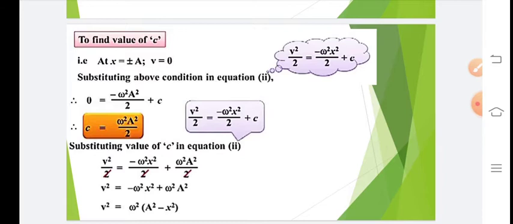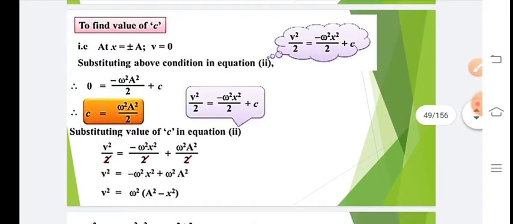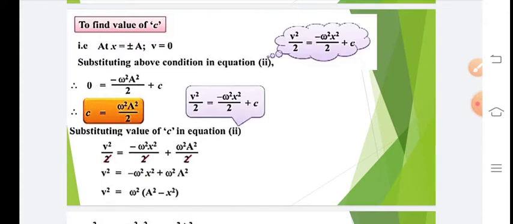So substituting the above condition in equation number 2, v square by 2 is equal to minus omega square x square upon 2 plus c. Since the value of v is equal to 0, v square by 2 is 0. So 0 is equal to minus omega square A square by 2 plus c, or c is equal to omega square A square upon 2.